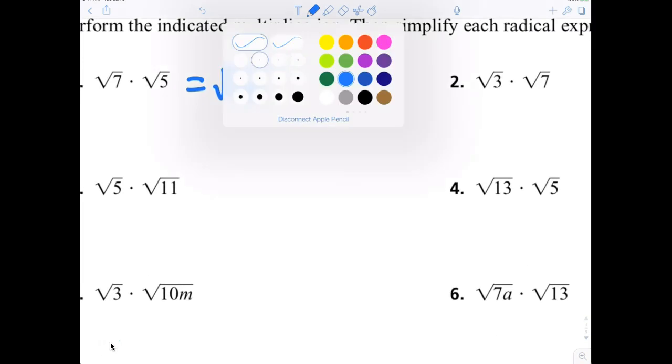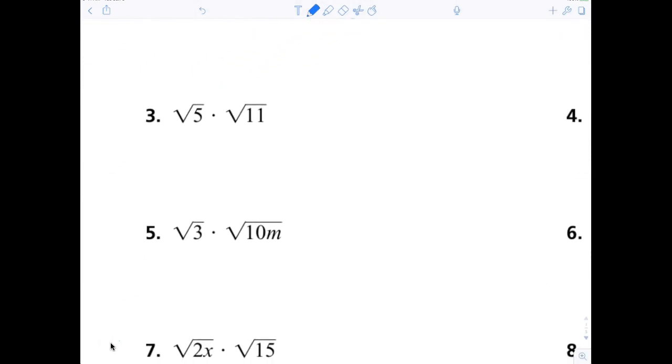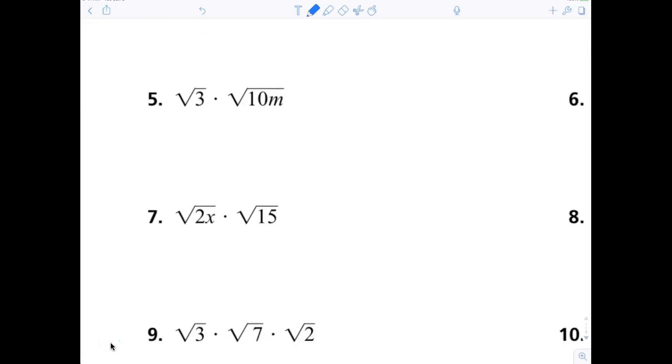What we're going to do now is just go ahead and continue on. So number 3 is probably what? Yeah, square root of 55. All right. Obviously, very, very easy. And then when we talk about number 5, we'll easily be able to say that's just the same as square root of 30m. Easy enough. Okay. And now number 7. Yep, square root of 30x.